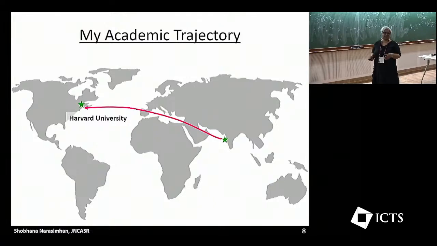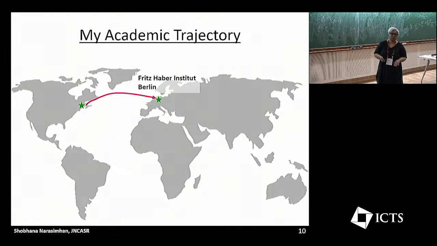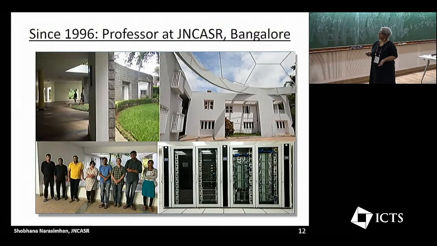So after my MSc at IIT Bombay, I went to Harvard University in the US for my PhD. Then I was a postdoc at Brookhaven National Lab. Then I did a second postdoc at the Fritz Haber Institute in Berlin. And then I came to the Jawaharlal Nehru Center for Advanced Scientific Research here in Bangalore, where I've been ever since. So these are some pictures of our institute. This is one of the computers we use. This is my group a few years ago.